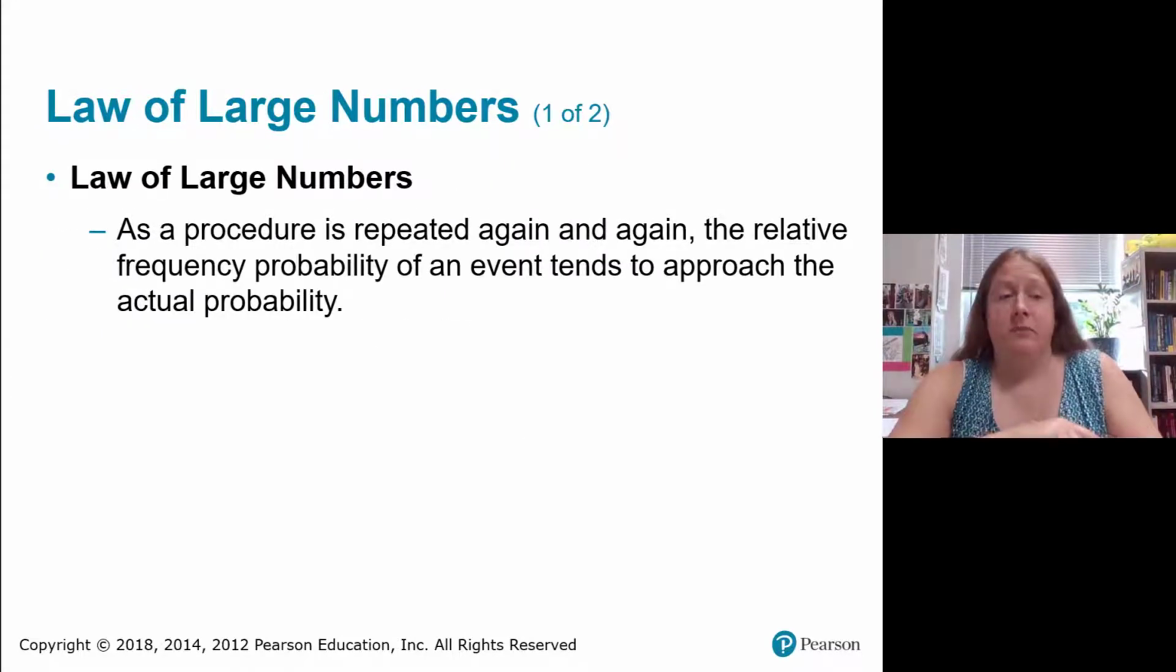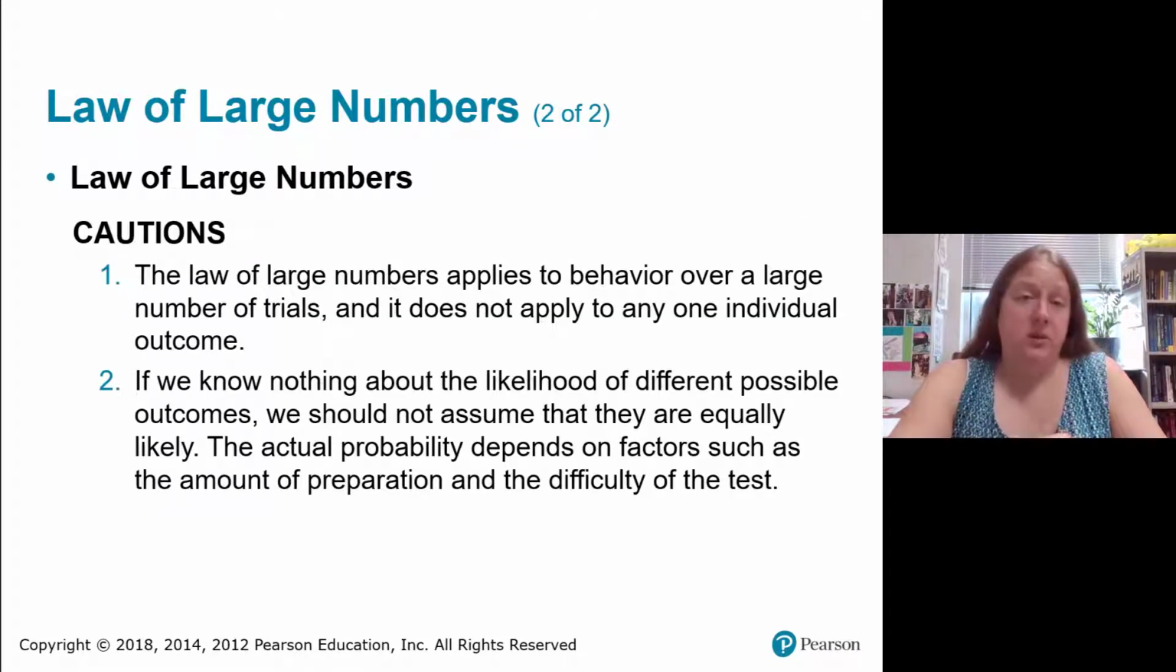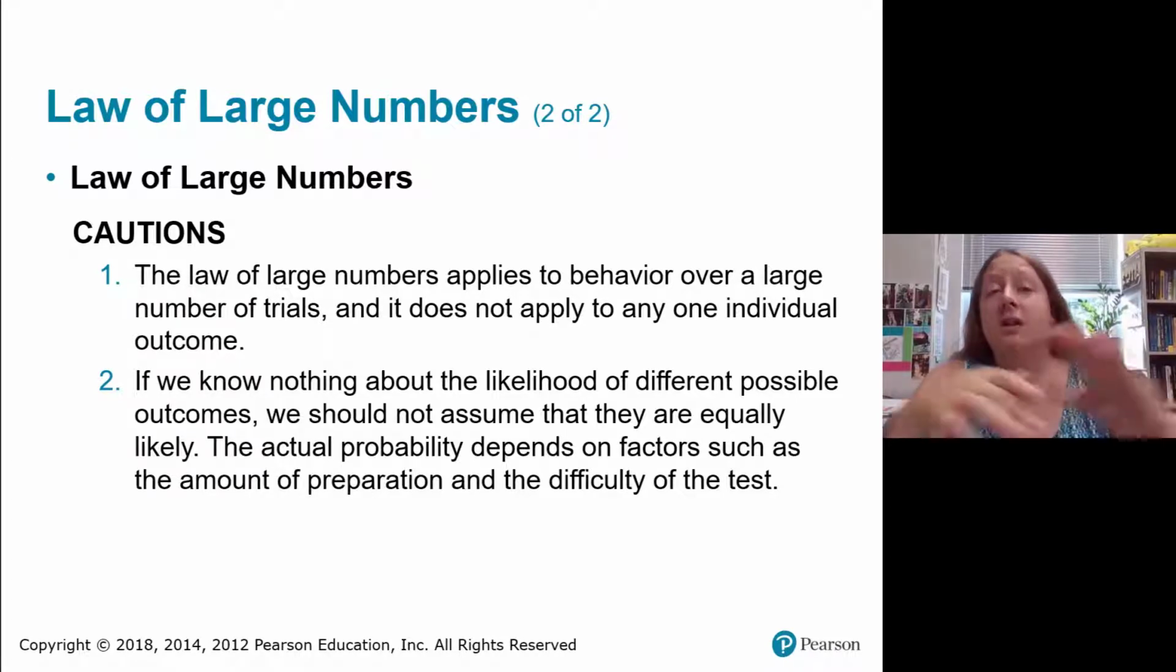So there's this really awesome law called the law of large numbers. What it tells us is that if a procedure is repeated again and again, the relative frequency probability of an event tends to approach the actual probability. Right? So this is saying you flip a coin 10 times, you might not be too close to this idea of a 0.5 probability of getting heads. But if I flip a coin 1,000,000 times, I better be pretty close to a probability of 0.5 for getting heads.